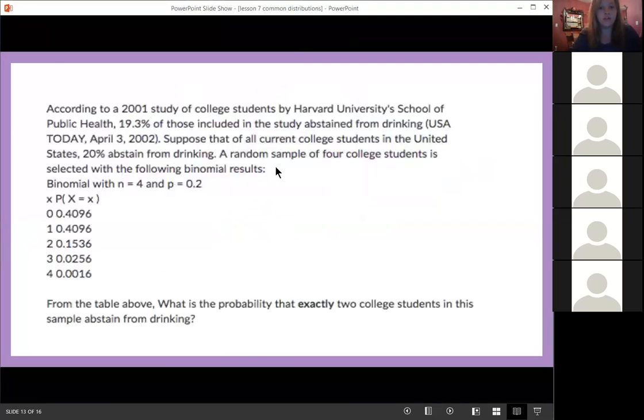According to a 2001 study of college students by the Harvard University School of Public Health, 19.3% of those included in the study abstained from drinking, from USA Today, April 3rd, 2002. Suppose that of all current college students in the United States, 20% abstain from drinking. A random sample of 4 college students is selected with the following binomial results. So our n is 4, because our sample size is 4, and our probability on the trials is 0.2. From the table above, what is the probability that exactly 2 college students in the sample abstain from drinking? This one might be a little simple for you guys, but just so you understand the concept, let me know what you think about this one.